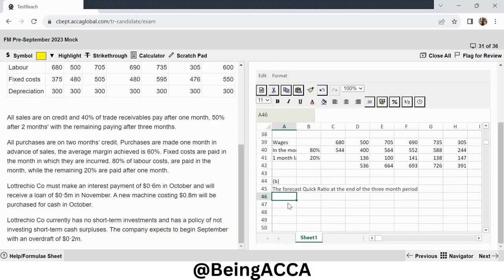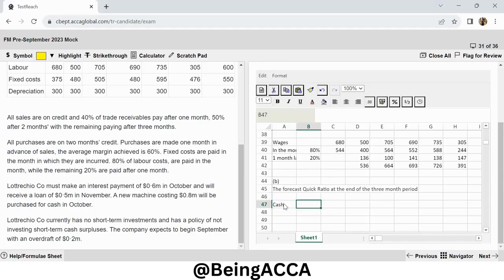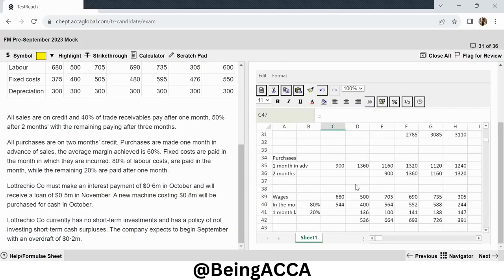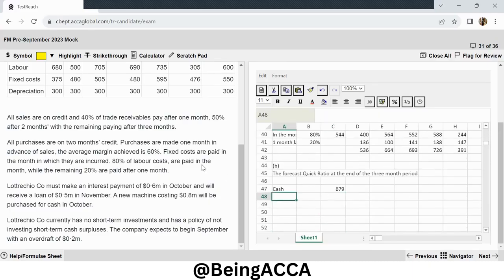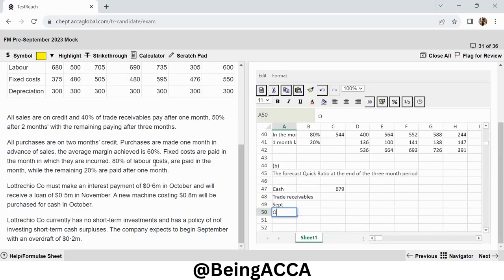So what all do we need for quick ratio? We need my quick assets, which is all current assets minus inventory and prepaid expenses, and my current liabilities. So first of all, my cash at the end of the 3-month period that we just found out over here is 679. Then as a part of my current assets, I have my trade receivables. For the trade receivables, I have to collect it for the month of September, October, and November. So those who are paying later, that is what I will take over here.